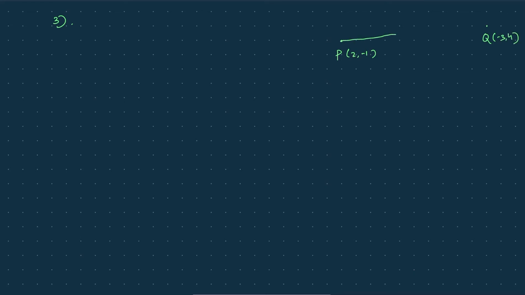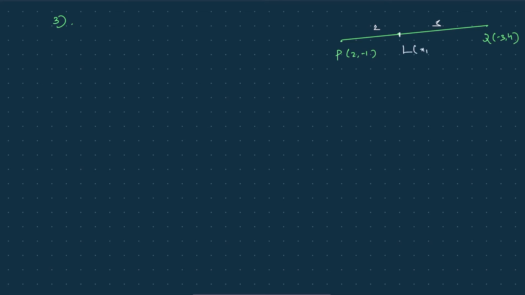And this PQ is a line segment. Now this PQ is divided in such a way, suppose one point is here, this point divides this PQ in such a way that it is divided in 2:3 ratio. Now we need to find the coordinates of this point. Suppose this is point L.